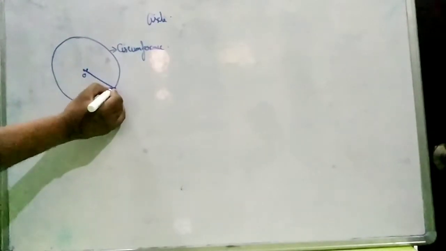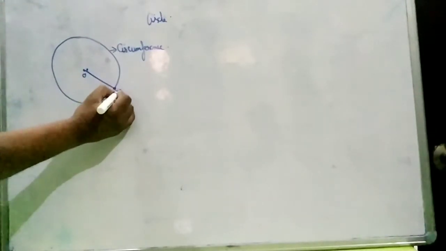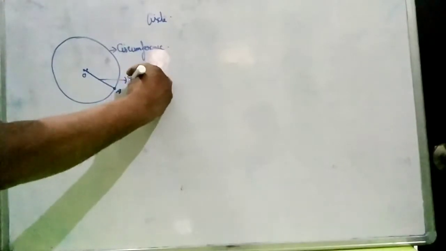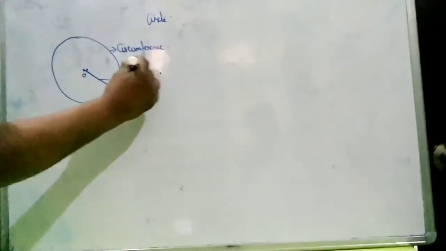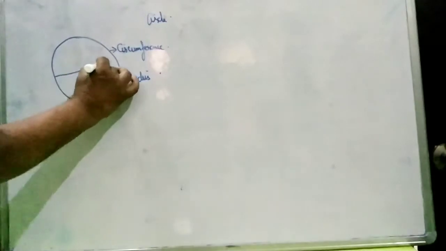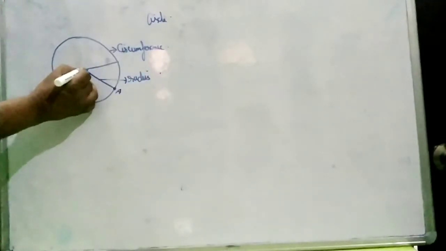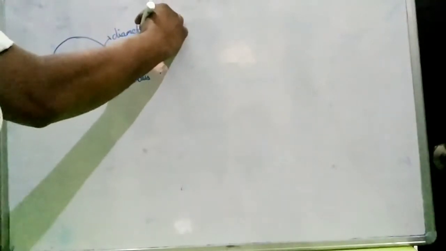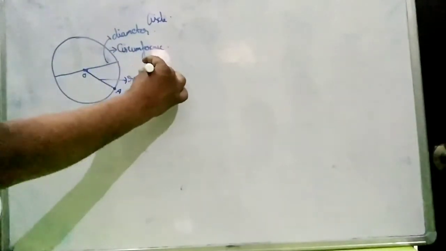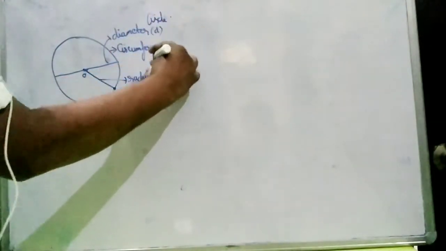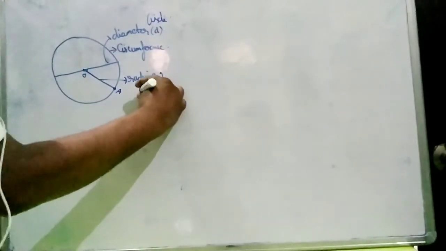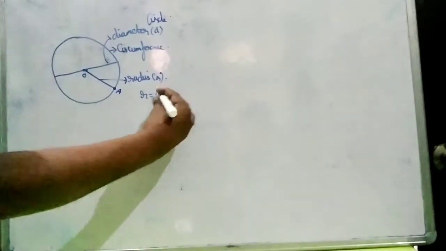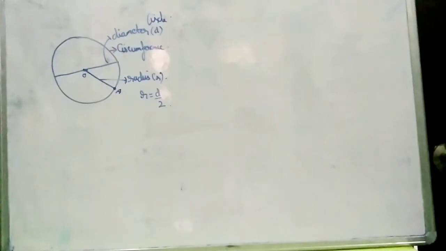From the center up till the circumference, the length is called the radius, and the line joining the two parts of the circumference but passing through the center is called the diameter. Got it? The diameter is denoted by d, the radius is denoted by r. So radius is always equal to half of the diameter.